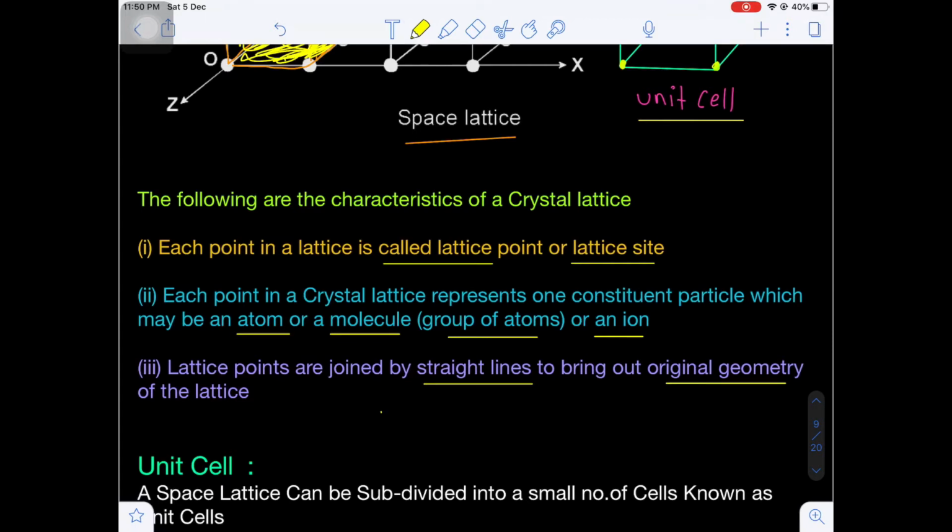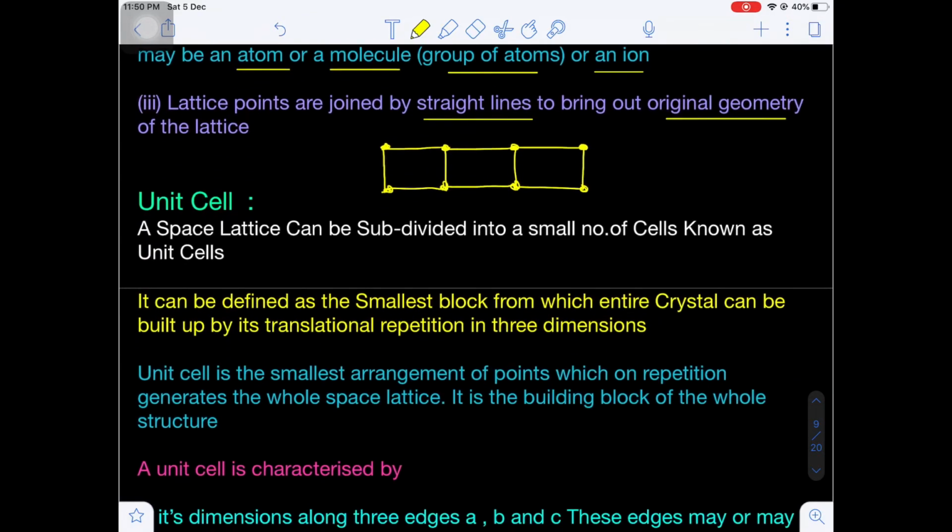Are you getting my point? That means these points which are present in the crystal system are connected with the help of a straight line, with the help of straight lines, to generate the total structure of the crystal. Are you getting my point?